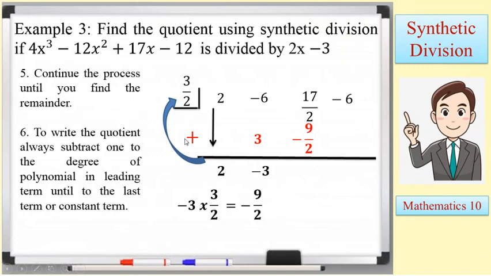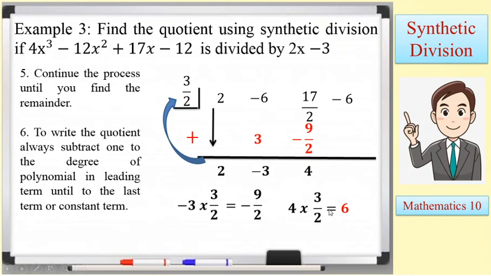Next, add natin 17 over 2 plus negative 9 over 2 since they have the same denominator, or what we call the LCD. So, pwede natin yung i-add. 17 plus negative 9 is positive 8, divide by 2 kasi meron silang denominator na 2, which is equals to 4. And then itong 4 na ito, i-multiply natin sa 3 over 2 para naman sa next term natin. Okay? So, 4 times 3 is 12.